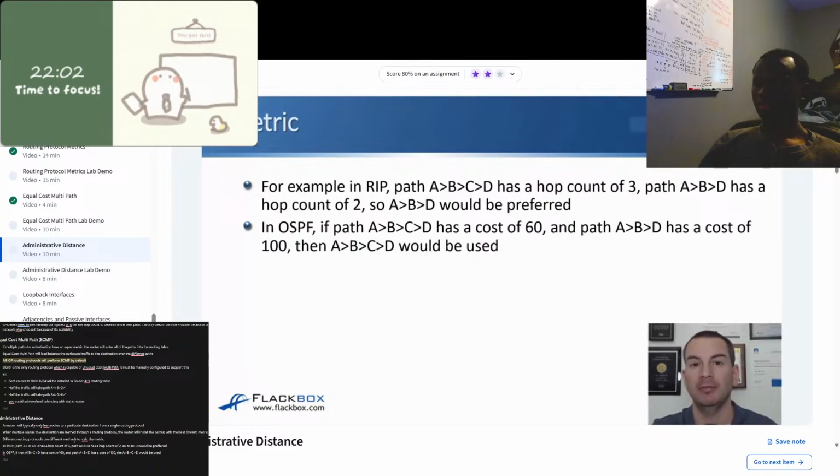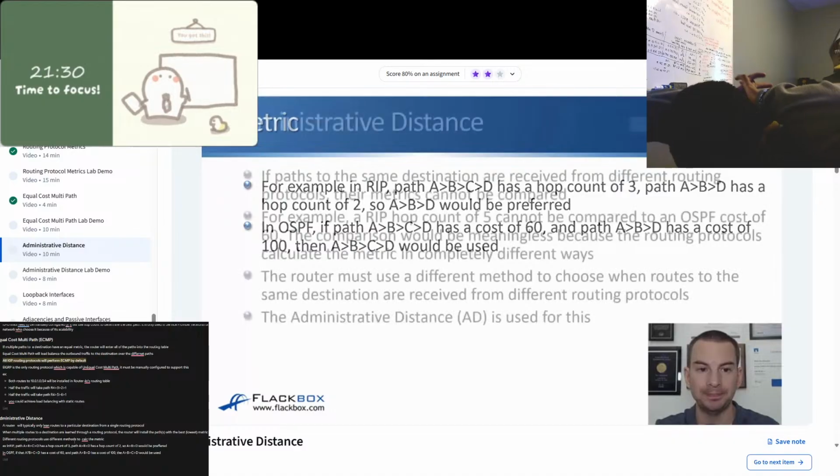Now we might have exactly the same network topology, but we're using OSPF. And with OSPF, maybe path ABCD has got a cost of 60 and path ABD has got a cost of 100 because the ABD path has got lower bandwidth links. Remember, OSPF takes the bandwidth into account by default. And with our metric, it's always the lowest value that is preferred. So with OSPF, it would be the other path ABCD that would be used, making it into the routing table.